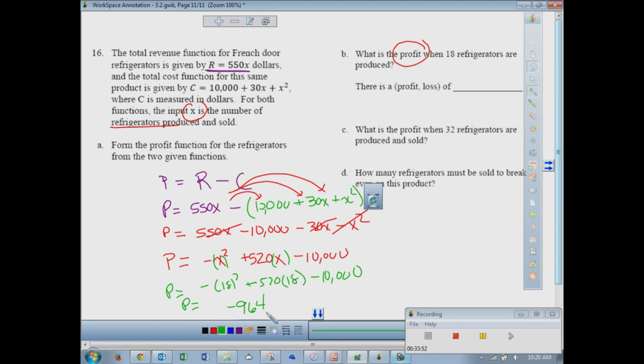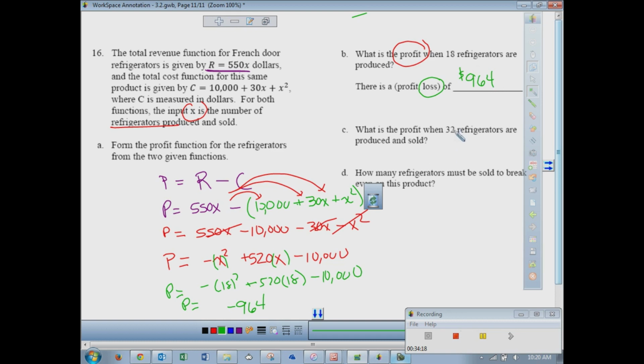People are like, hey, man, it's a negative number. How can that happen? You can totally have a negative profit. They call it something else when you have a negative profit. What do they call that? That's a loss. It's a loss of $964. Don't say a loss of negative 964. The word loss indicates that that is a negative number. Okay? So they lost $964. That just means they need to sell some more refrigerators, man. You know, they haven't sold enough yet.